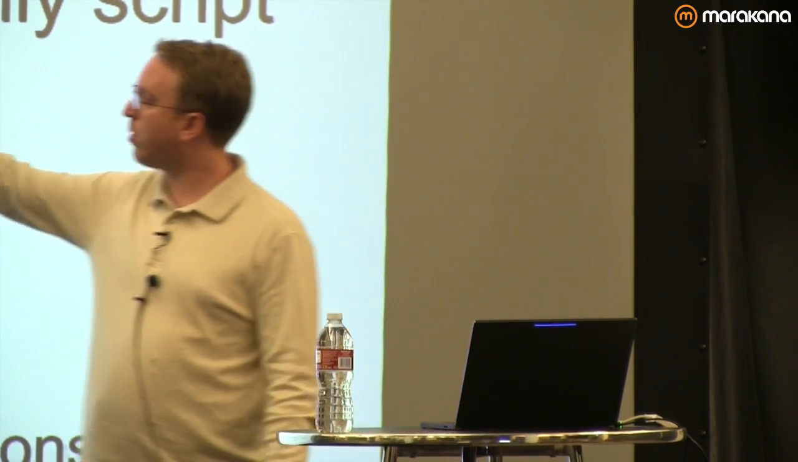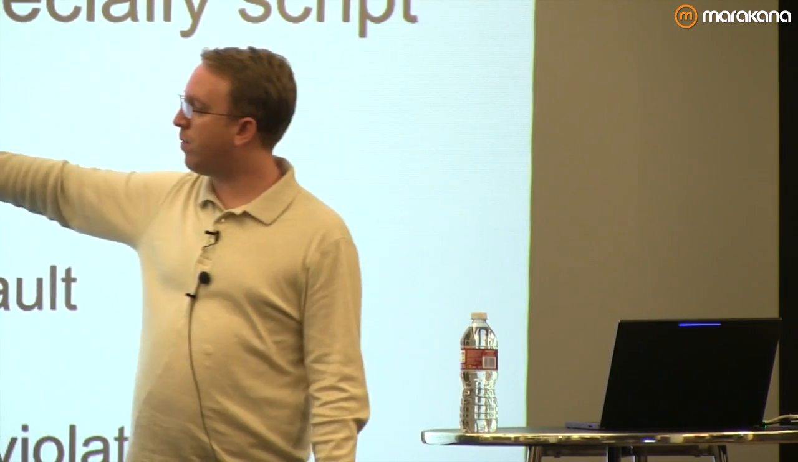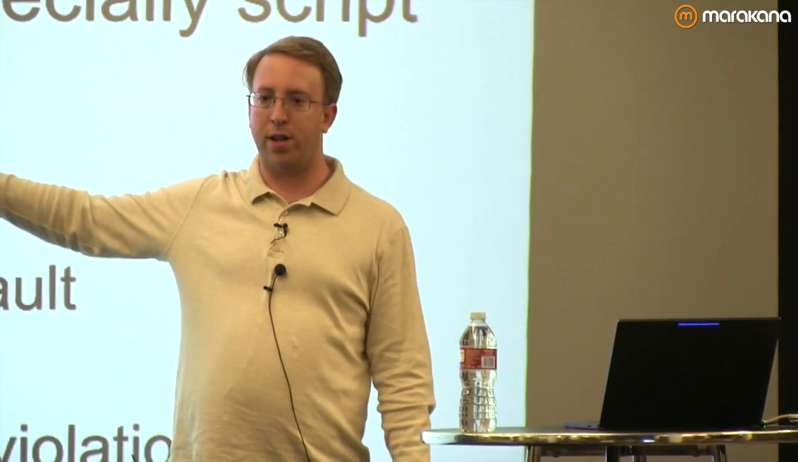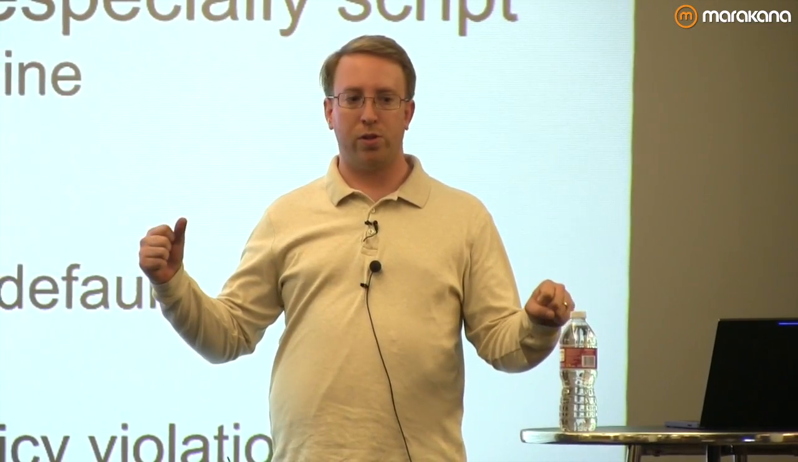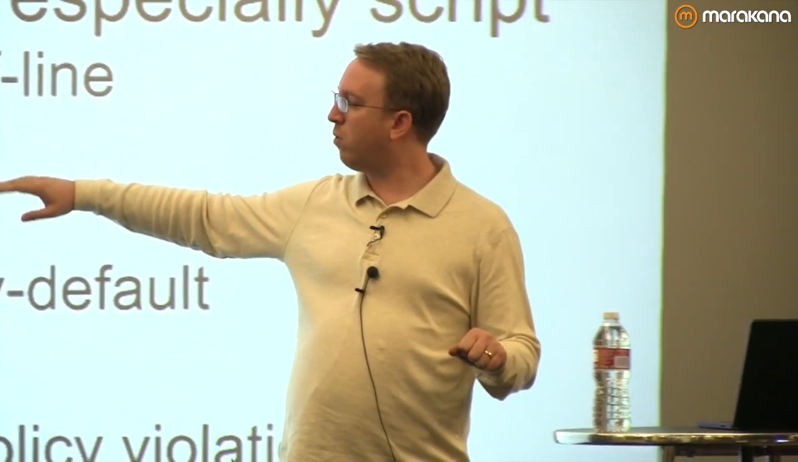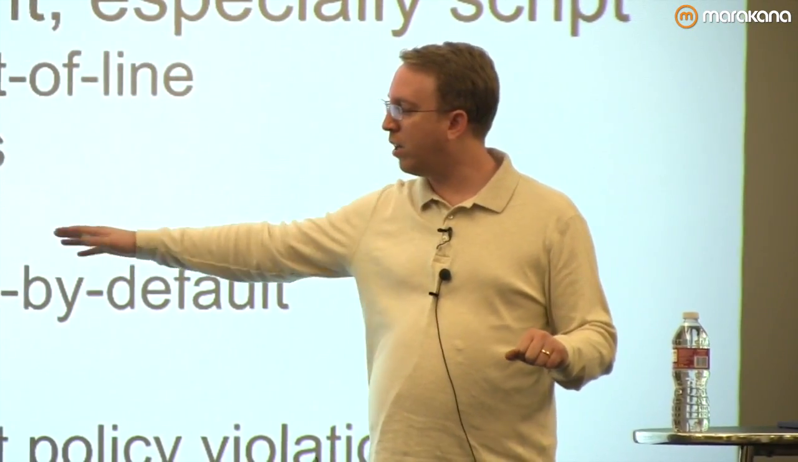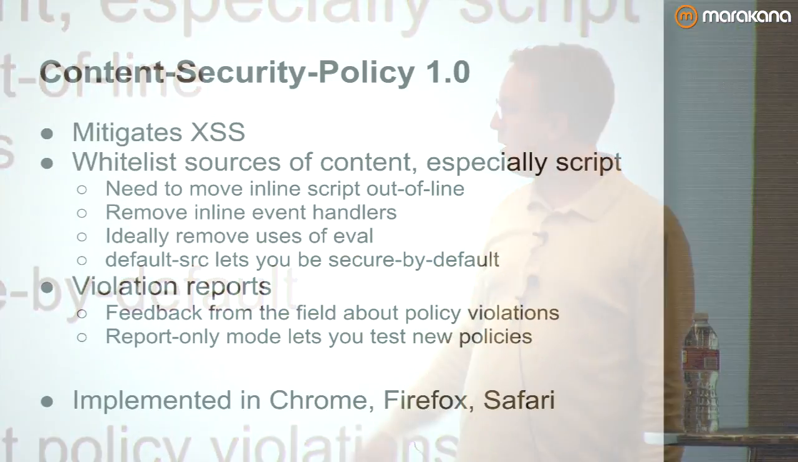Okay, so this is my summary of Content Security Policy 1.0. Its goal is to mitigate cross-site scripting. It does that by whitelisting content, especially script. To use it, you have to do some work on your site. You can't just apply it as is. You have to really separate your code and your data so that the browser can tell where all the code is coming from. So that involves moving your inline scripts out of line, removing the inline event handlers, and ideally removing eval, but not really required.